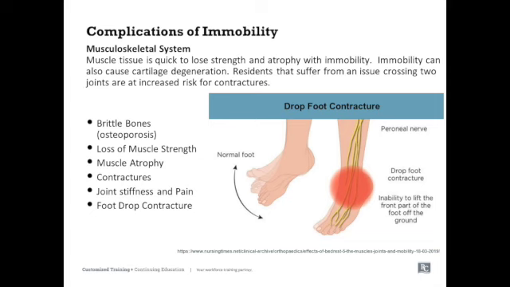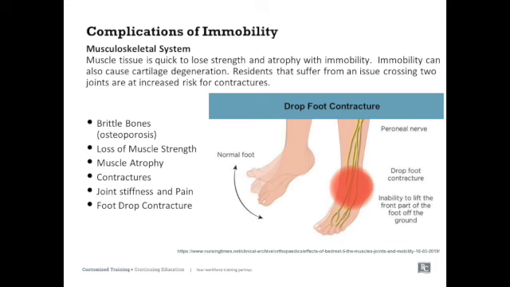Our next body system is the musculoskeletal system, so our muscles and our bones. When we are immobile, our muscles become weak from lack of use. They can atrophy, they can decrease in size and strength, they can become less flexible, they become tight and short, and this can lead to contractures, which is a very bad complication of immobility.